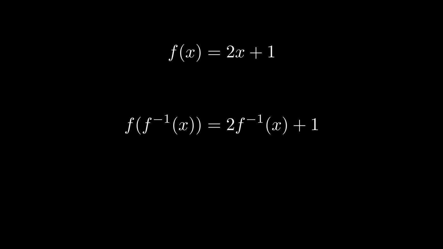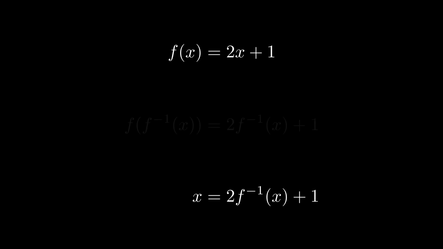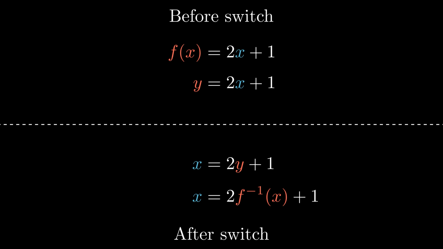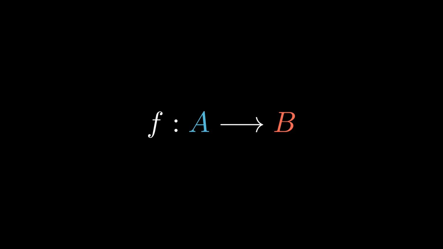Well, this may seem complicated, but recalling the definition of inverses, the left side simplifies to x. Here, you can see that we effectively switched things, but that the y variable actually represented something else: f of x before the switch, and f inverse of x after it. And boom, there you have it. You're now an expert on inverses.